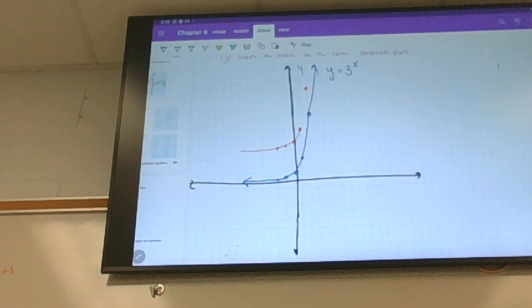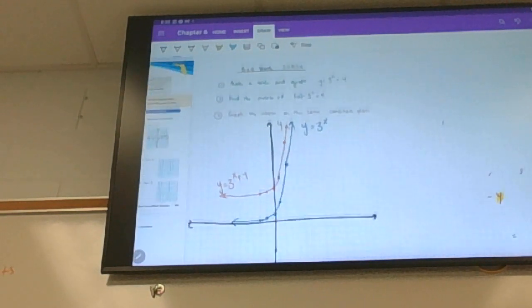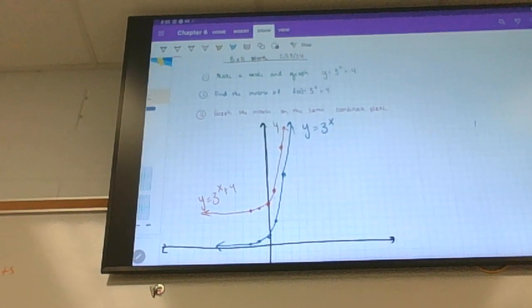So here it is. So that is y equals 3 to the x plus 4, over 4 units. Okay? So the real challenge is in number 2, finding the inverse of that equation. So I'm going to wait till you guys are done graphing number 1 to get to number 2. Maybe I'll put a big tip up here.